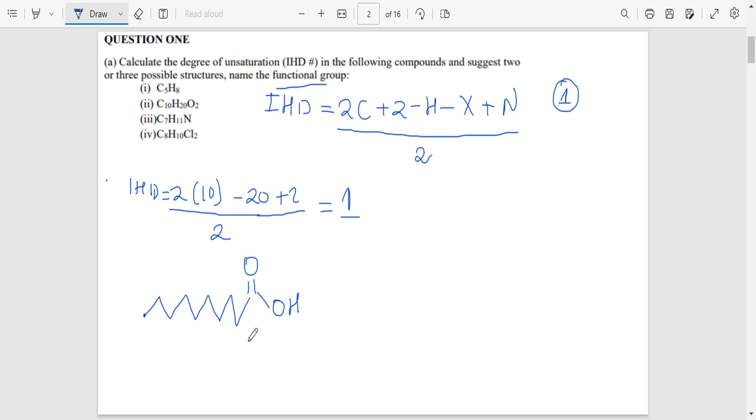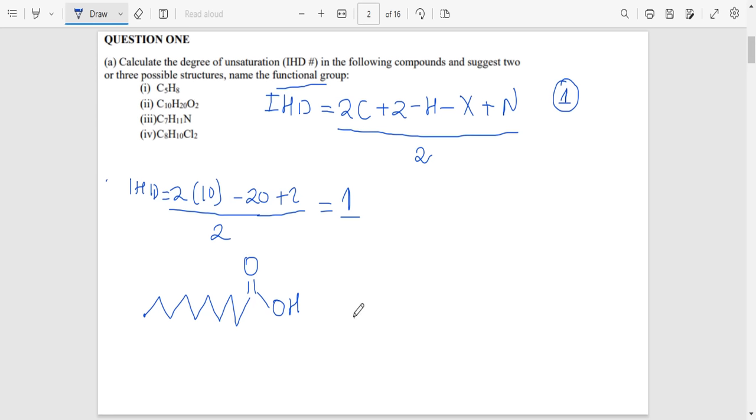So for here, this functional group is a carboxylic acid functional group, IHD of 1. Why? Because we only have one double bond with the oxygen. If you want, you can calculate the hydrogens that are supposed to give you 20. What can be another structure for this one?